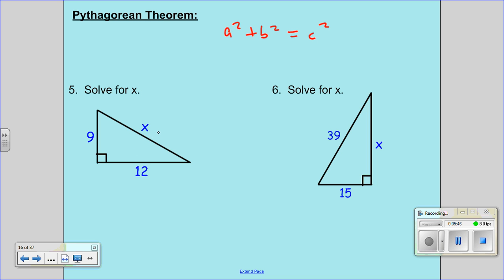The first thing to do is always label c. C is always located across from the right angle. And then after you label C, label A and B. And when you label A and B, it truthfully does not matter which is which. And then if I were you, I would write down the theorem, A squared plus B squared equals C squared. And then substitute. So that means I would have my parentheses just ready to go.